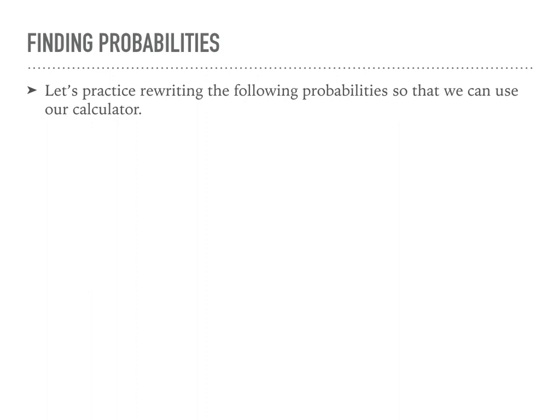So let's practice rewriting the following probabilities so that we could use our calculator. If we were looking for the probability of more than 3, that would be the probability that x is greater than 3. We need it to say either equals or less than or equals. So the probability of x being greater than 3 is 1 minus the probability that x is less than or equal to 3. We're using the complement rule here as we rewrite.